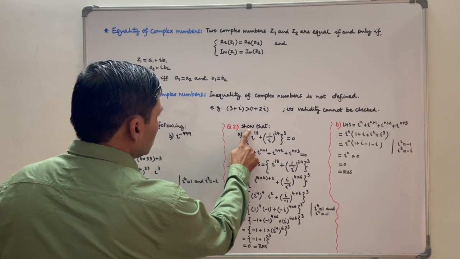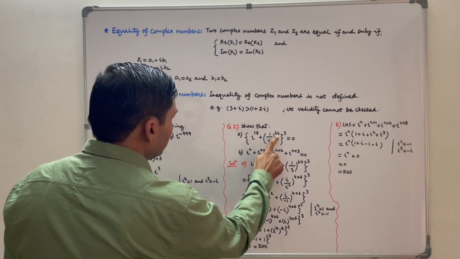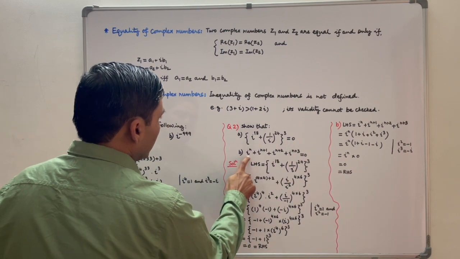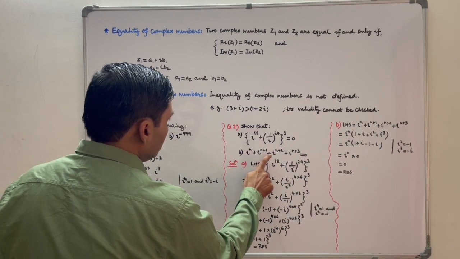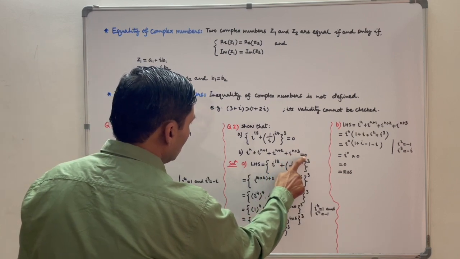Second question, show that part A, (i to power 18 plus 1 by i to power 24) whole to power 3 is equal to 0. Part B, i to power n plus i to power n plus 1 plus i to power n plus 2 plus i to power n plus 3 is equal to 0.